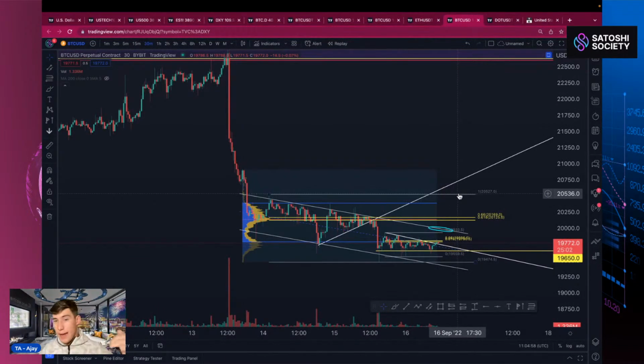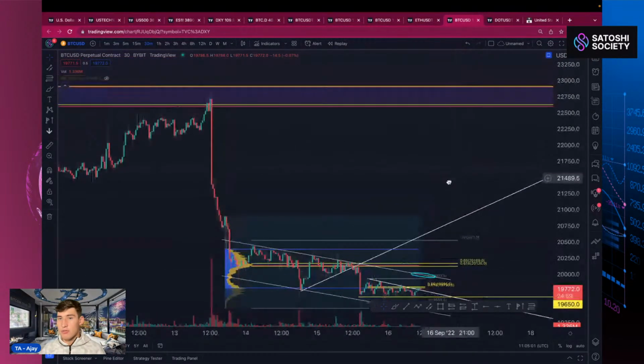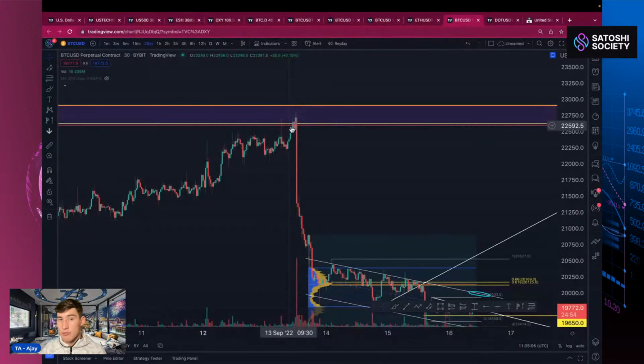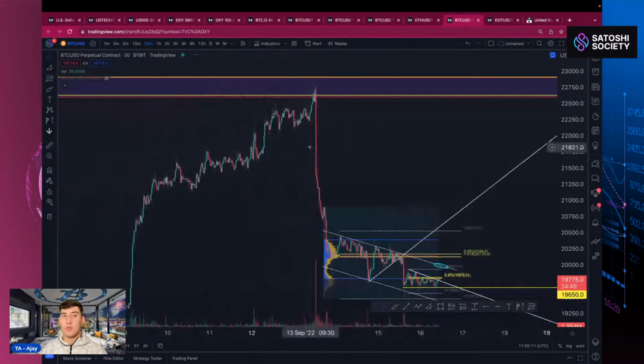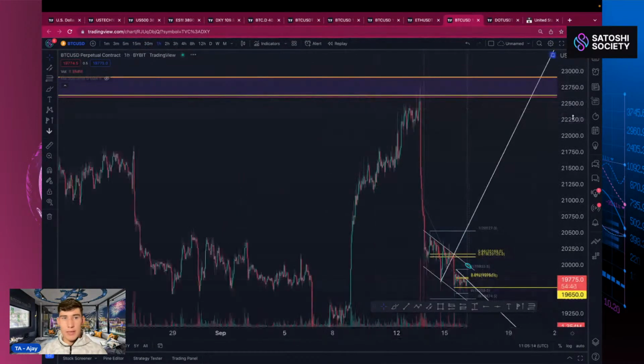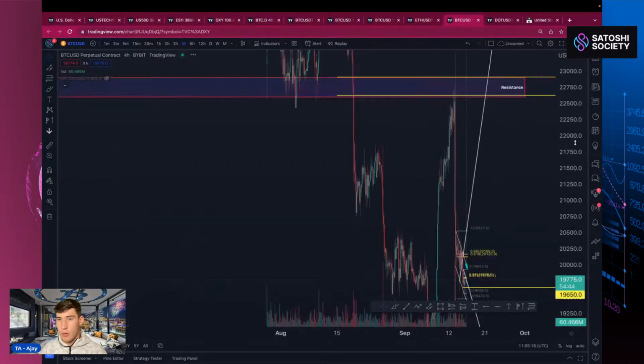If we do break that, then we could see the price come up back to this previous resistance up here, which if you remember, I told you I was entering a short at this level because it was major resistance, and it had a lot of confluence with it as well. So zooming out, let's have a look at the 4 hour. Let's go for the 4 hour.